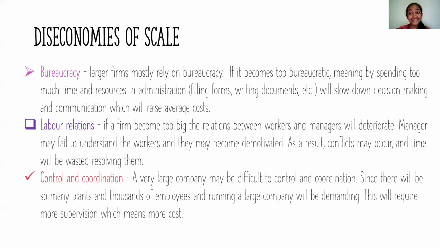Next is diseconomies of scale. These diseconomies of scale can be caused by bureaucracy. Larger firms mostly rely on bureaucracy. If it becomes too bureaucratic, meaning spending too much time and resources on administration, like filling forms, writing documents, making administration services, etc., it will slow down decision making and communications, which will raise average costs.